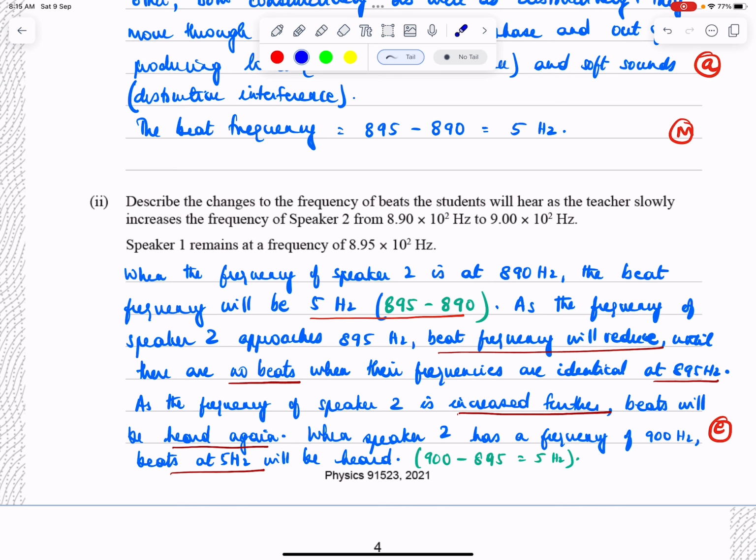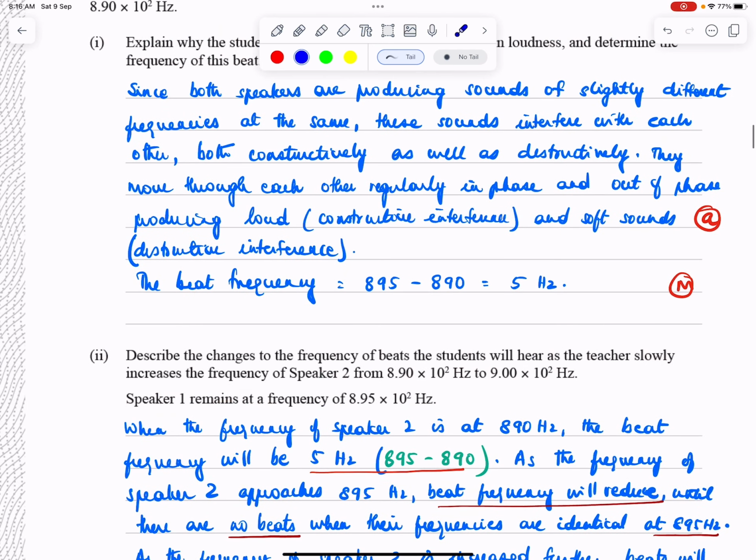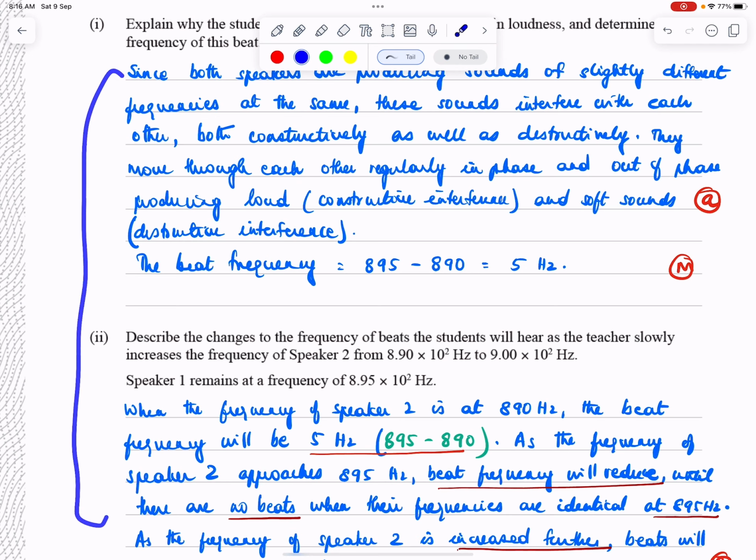Now, when she continues to increase the frequency of speaker 2 further, beats will be heard again, and when speaker 2 has a frequency of 900 hertz, you will hear beats again at 5 hertz. Okay, and that's the answer. It goes all the way to excellence if you said all these three things. So this whole thing is one question.